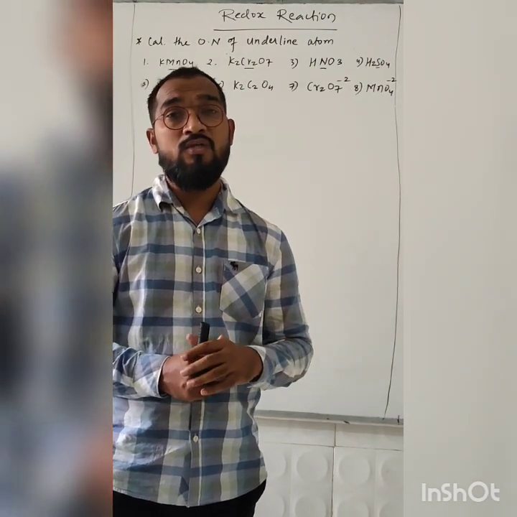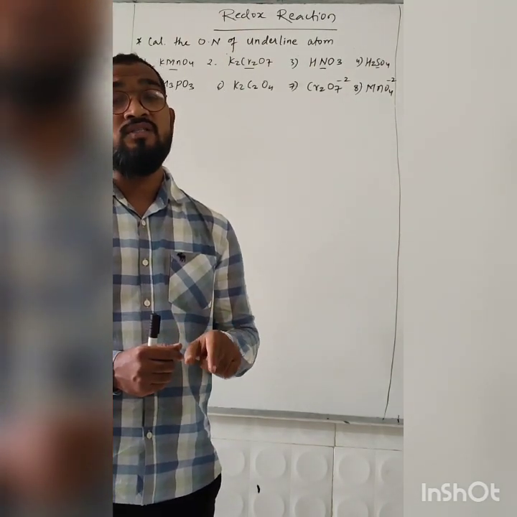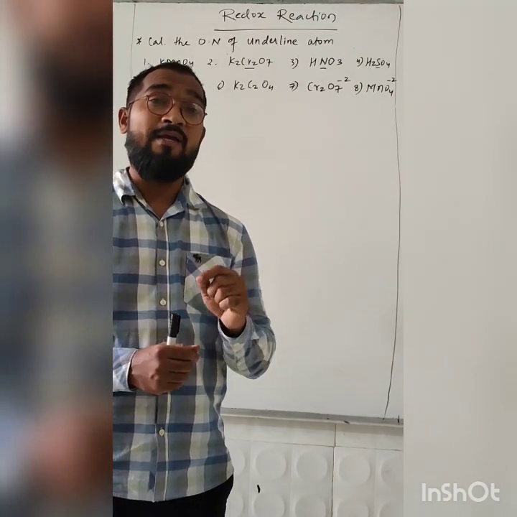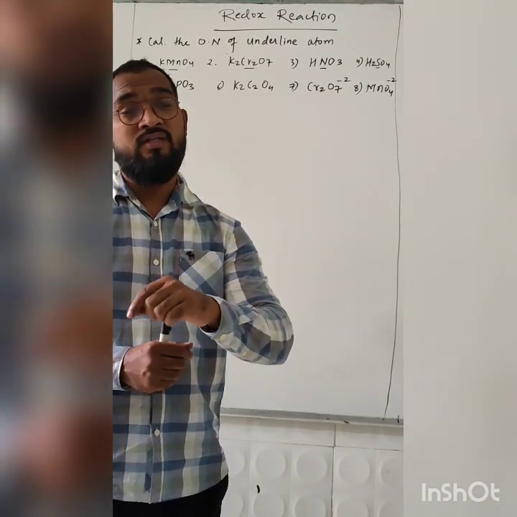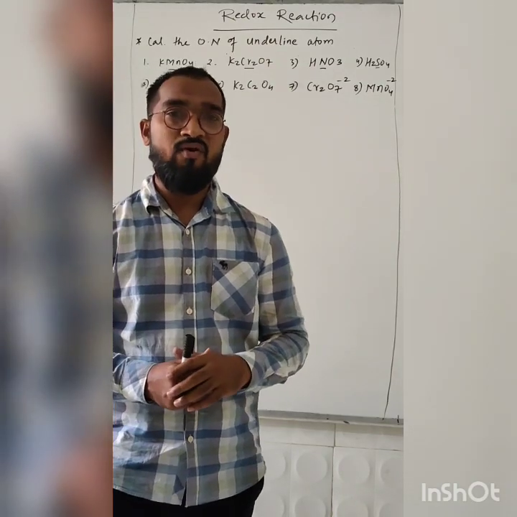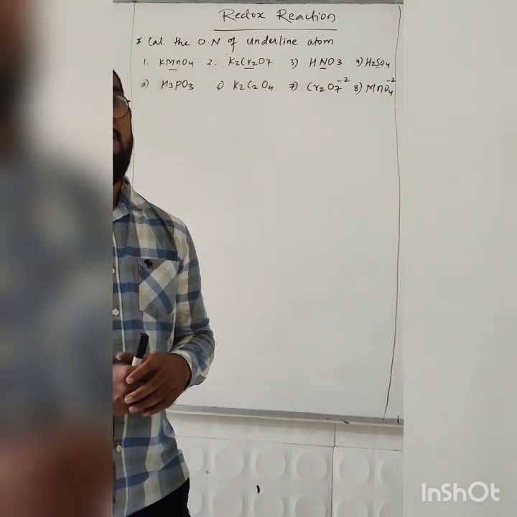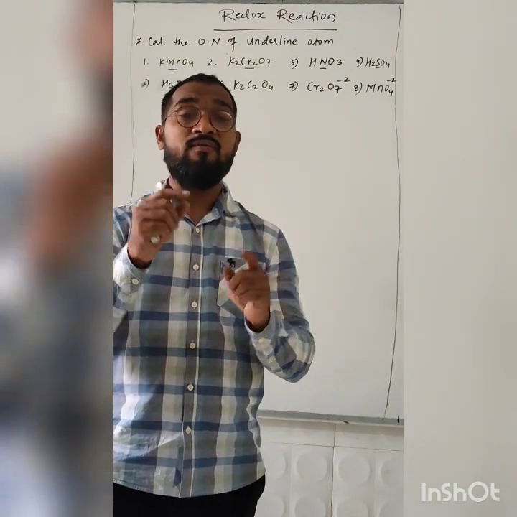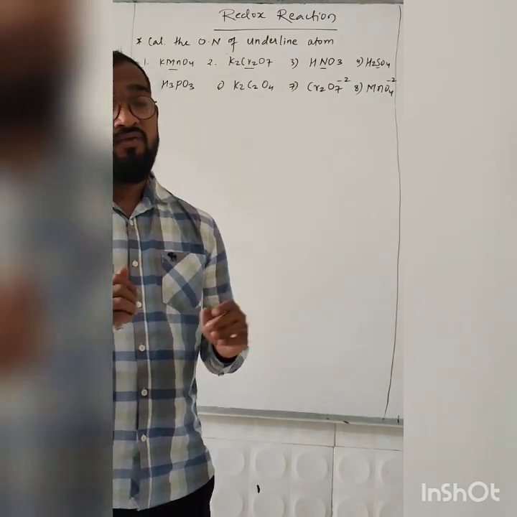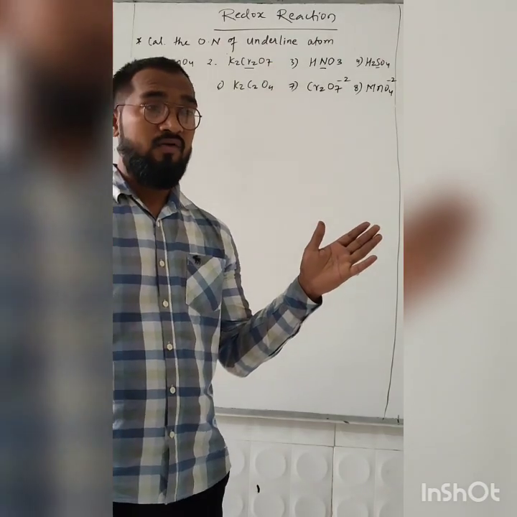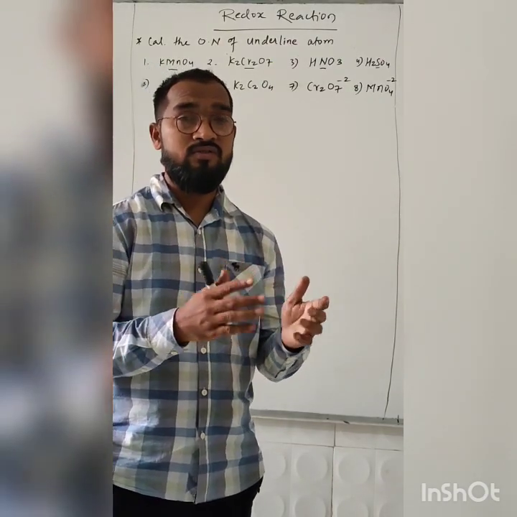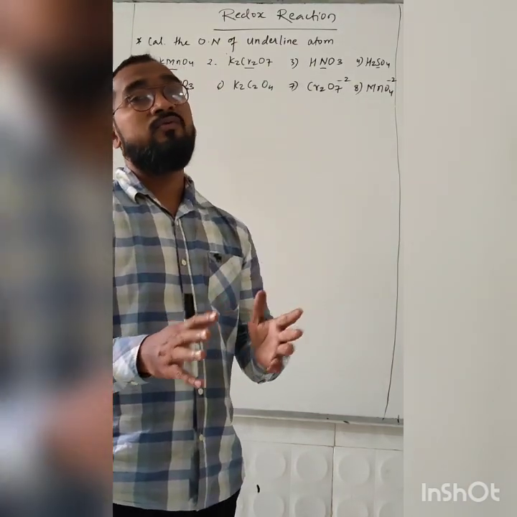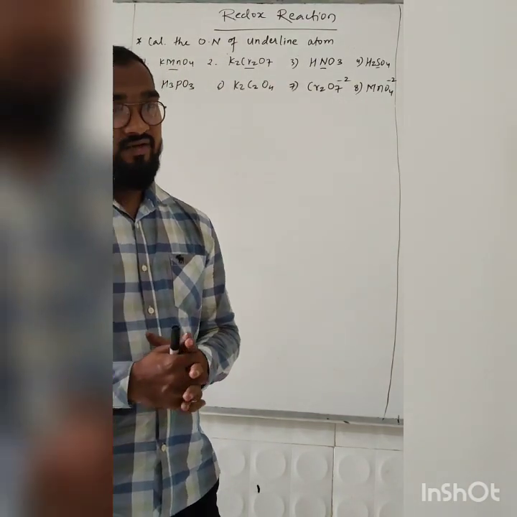And the last rule was that the sum of oxidation states of all atoms of a polyatomic ion is equal to its charge. We saw the example of the hydronium ion, H3O positive, having a charge of +1. So when we add the oxidation states of all the atoms, hydrogen and oxygen, we get the answer +1. So that was the rule we discussed in the last lecture.